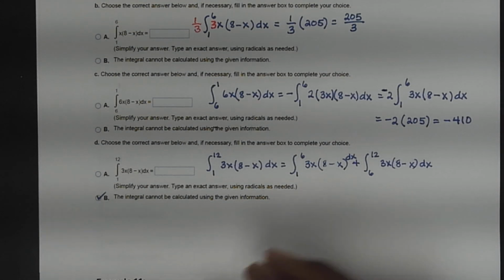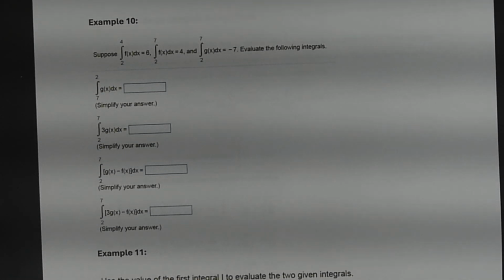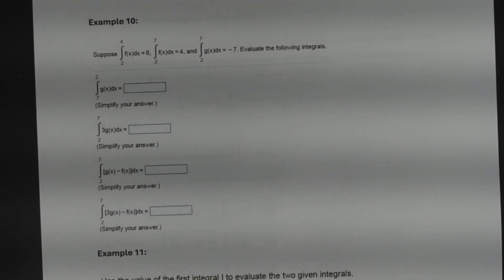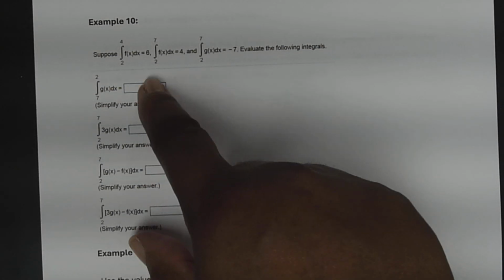All right, take a look. Let's look at example 10. Let's say we got this. The integral from 2 to 4 of f of x dx is equal to 6. The integral from 2 to 7 of f of x dx is equal to 4. And the integral from 2 to 7 of g of x dx is equal to negative 7. And I want to evaluate these integrals here.